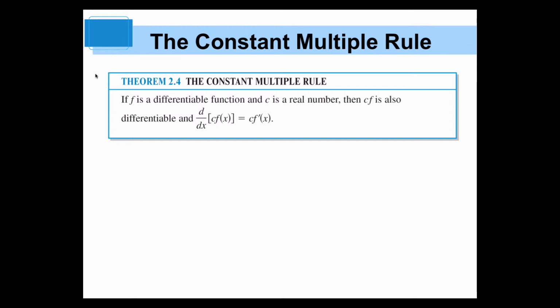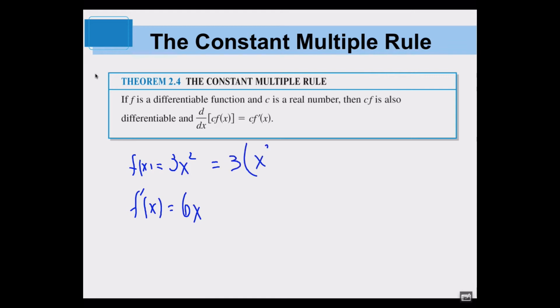So what happens if there's a constant out in front of, let's say, x squared? What's the derivative of, let's suppose f of x is 3x squared? What's f prime of x? 6x. Well done. If you don't see that, it's simply rewriting this as 3 times x squared. Take the derivative of x squared, which is 2x times 3.